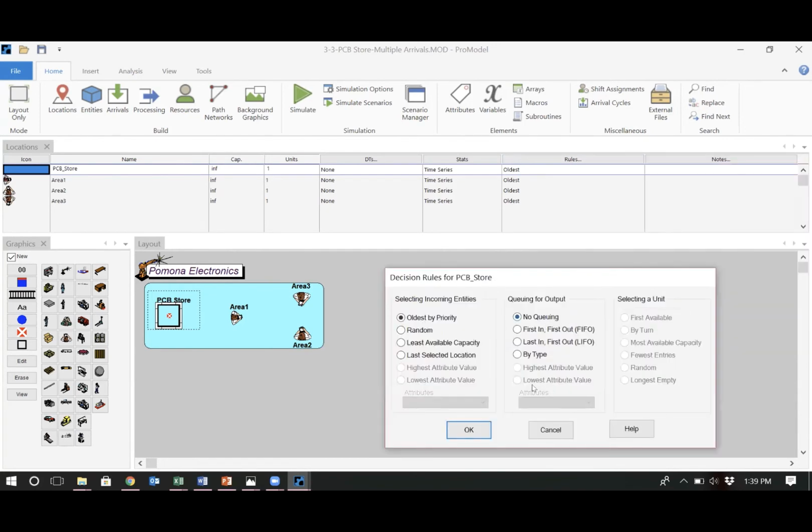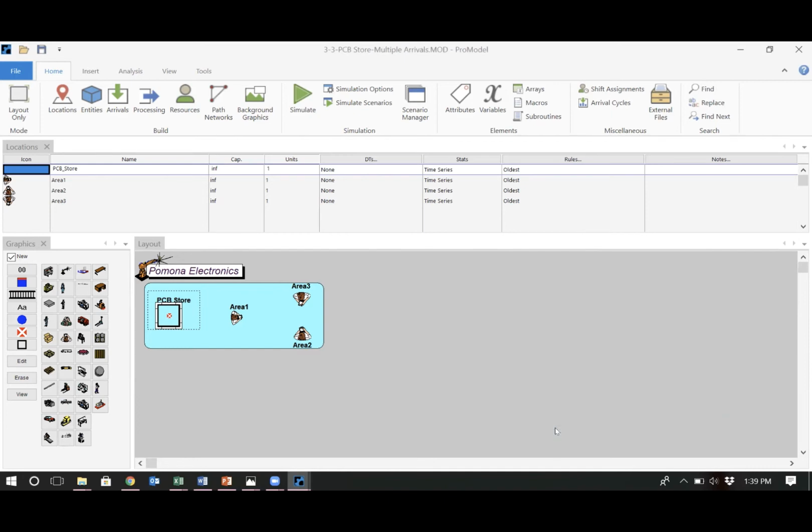This is a place where we can change the queuing rules, because these locations have capacity of infinity. So we have to tell the simulation how they are processing here, being processed, and how they go to the other locations. So I want no queuing rule in all of these locations.